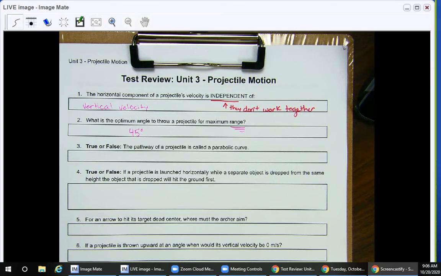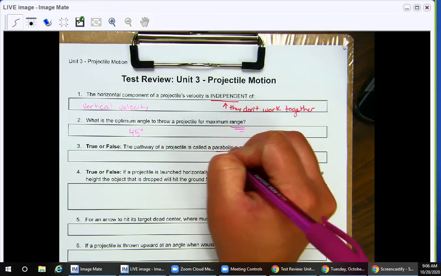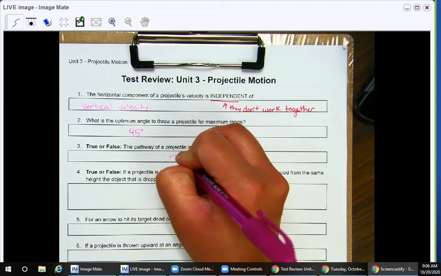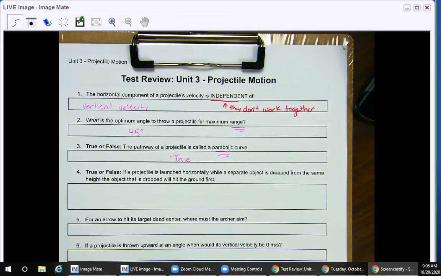True or false, the pathway of a projectile is called a parabolic curve. That is true. That is what the pathway is called, a parabolic curve.